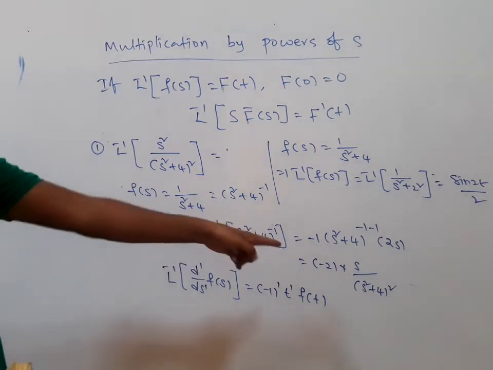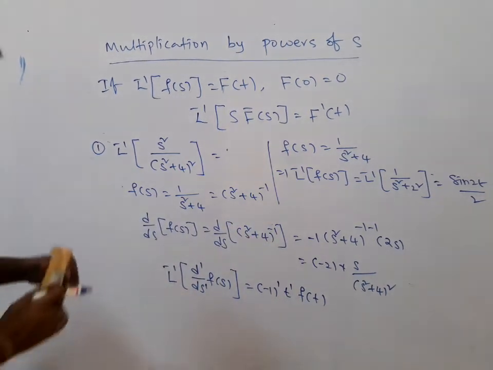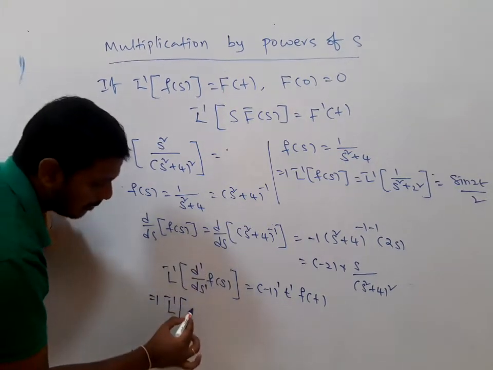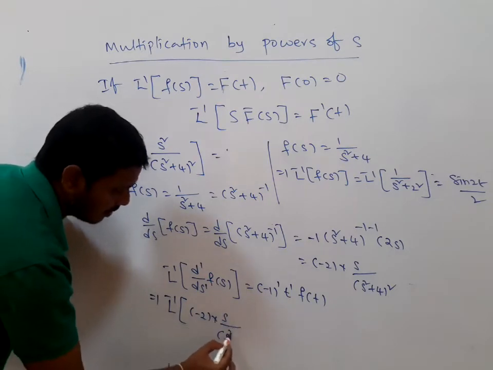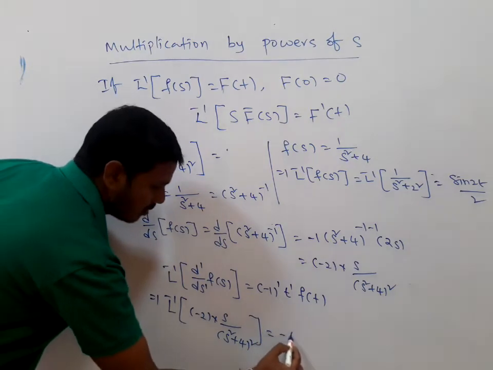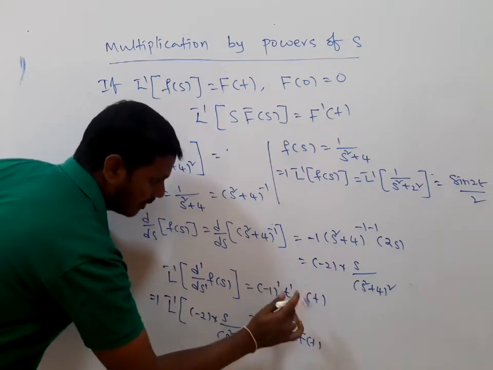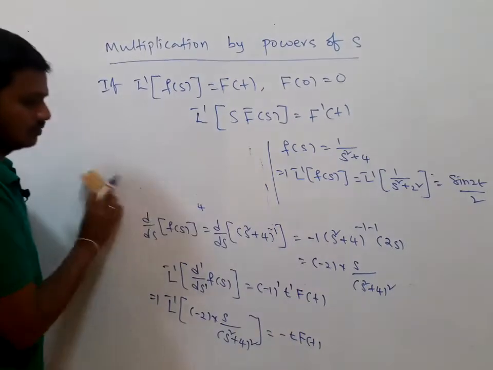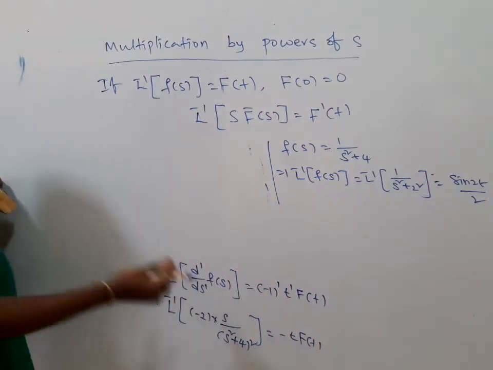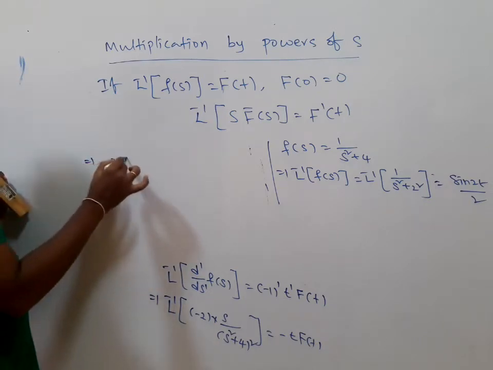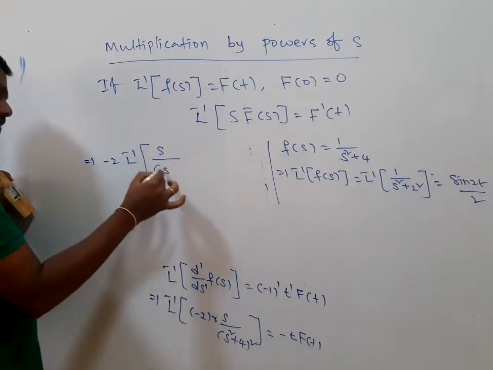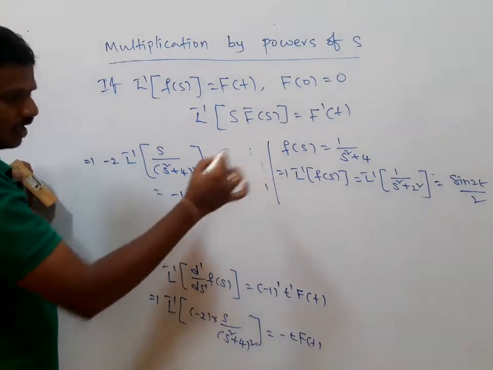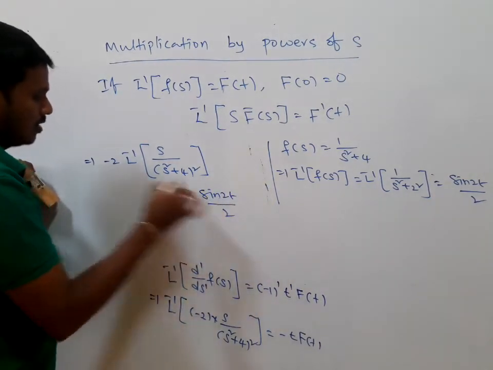But d by ds of F of s is equal to what? Minus 2 into s divided by (s square plus 4) whole square. This can be written as L inverse of minus 2 s divided by (s square plus 4) whole square is equal to minus t f of t, sorry, here capital F of t. You take out minus 2 to the left side: minus 2 L inverse of s divided by (s square plus 4) whole square is equal to minus t into sin 2t divided by 2. Both sides, minus minus get cancelled.